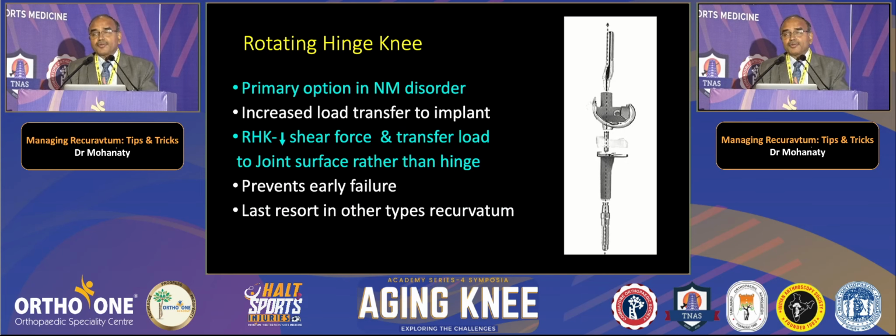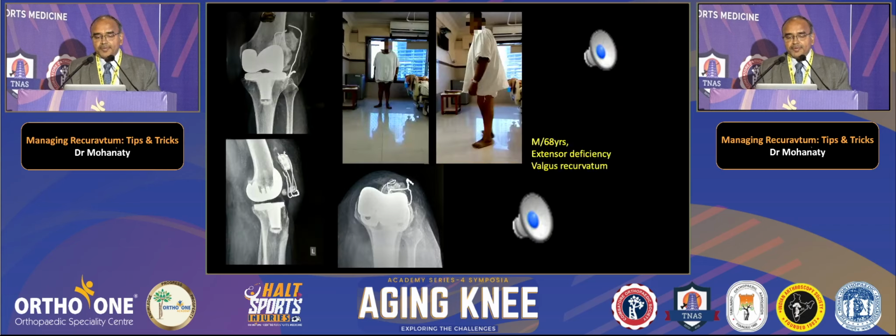Now finally, the rotating hinge knee. It's a primary option in neuromuscular disorders like poliomyelitis or paralysis. It increases the load transfer to the implant, but especially the rotating hinge knee decreases the shear force and transfers the load to the joint surface rather than onto the hinge, compared to a fixed hinge design, and hence prevents early failure of the hinge mechanism. But it should be used as a last resort in other types of recurvatum.